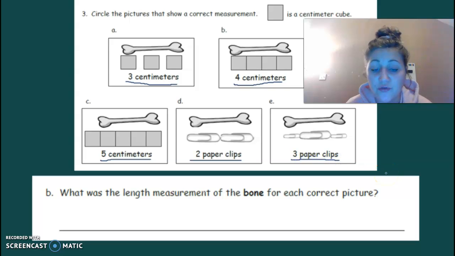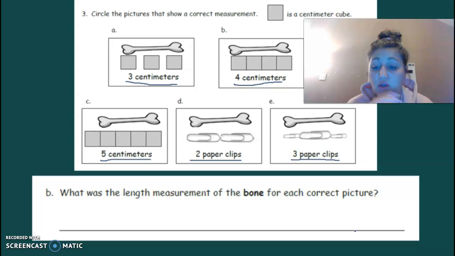What you have to do for each picture that you circled, you need to write that exact measurement down here on this line. And remember, I don't want to just know the number. I need to know, what did it use? Did it use centimeters or paper clips? So if you circled C, you need to make sure you write 5 centimeters. If you circled D, you need to make sure you write 2 paper clips.